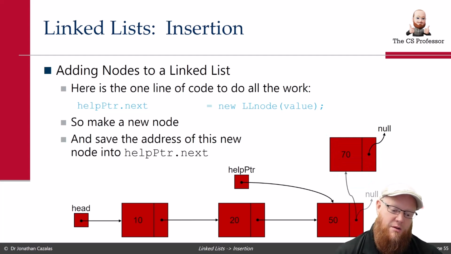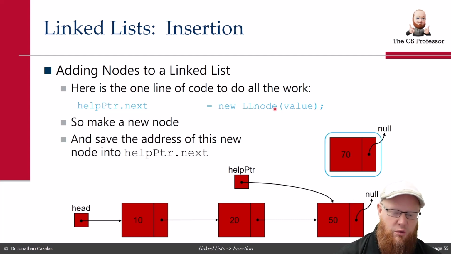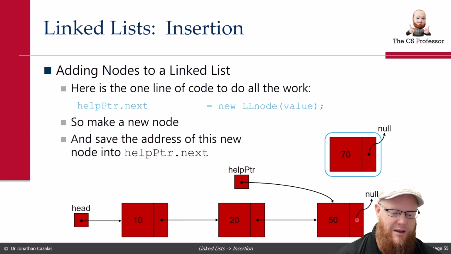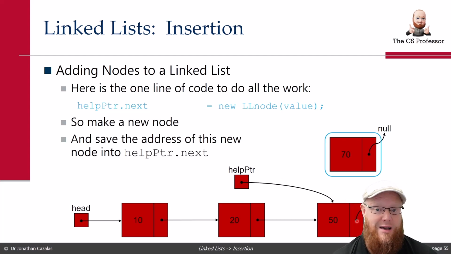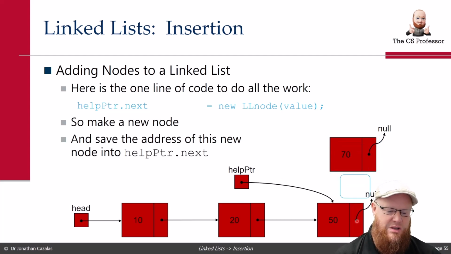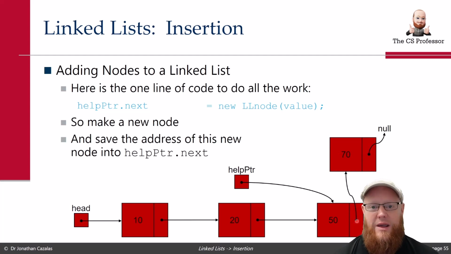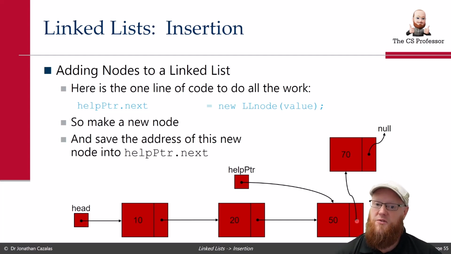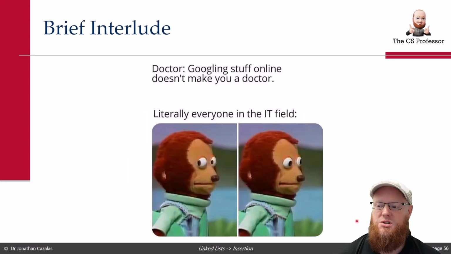And when that happens, 50.next now points to this new node. So here's the address. This is the result of the right side of the assignment. We have this blue box, the address of that new node. The left side of the assignment says, take that address and save it into help pointer.next. And help pointer is pointing to that last node. This is the result. We have now inserted that new node and we have updated the next of the predecessor. 50 is the predecessor. We updated its next. Now, boom, insertion is taken care of.